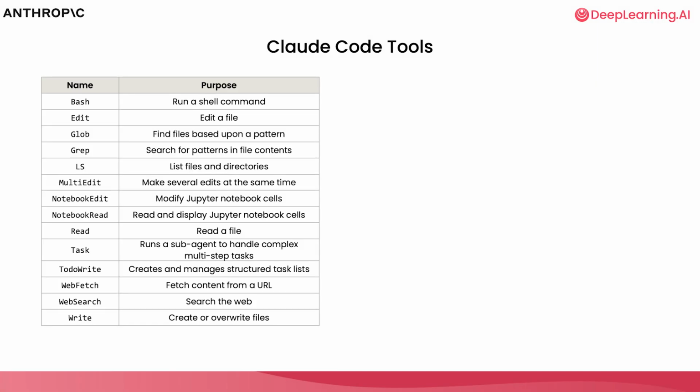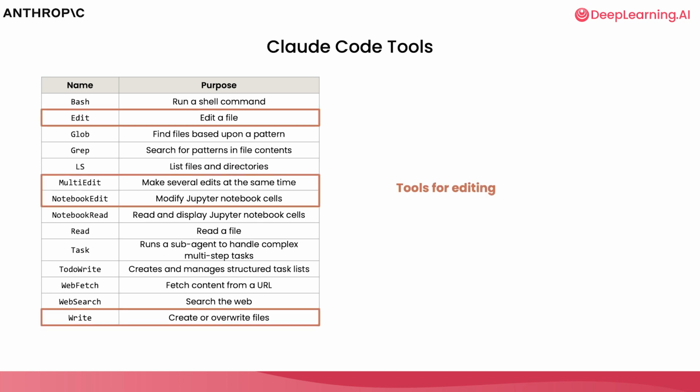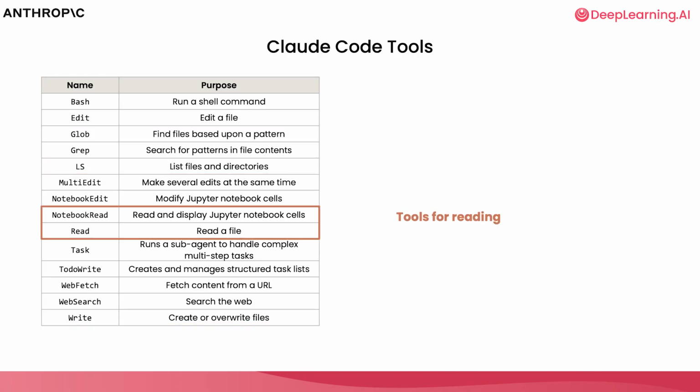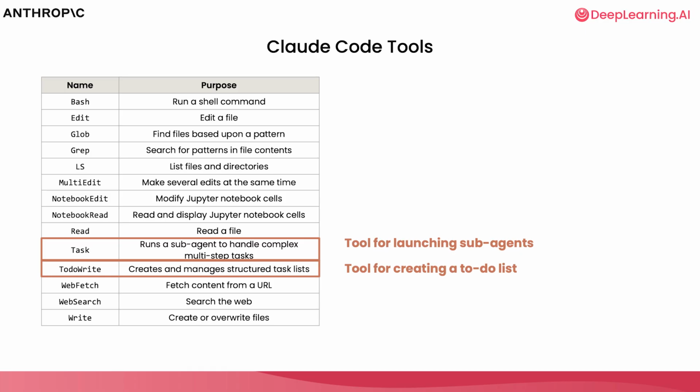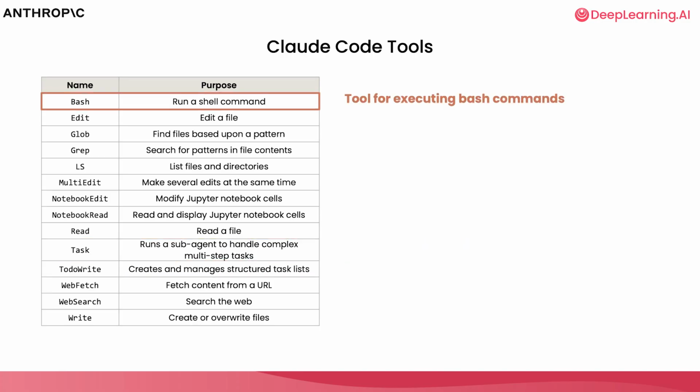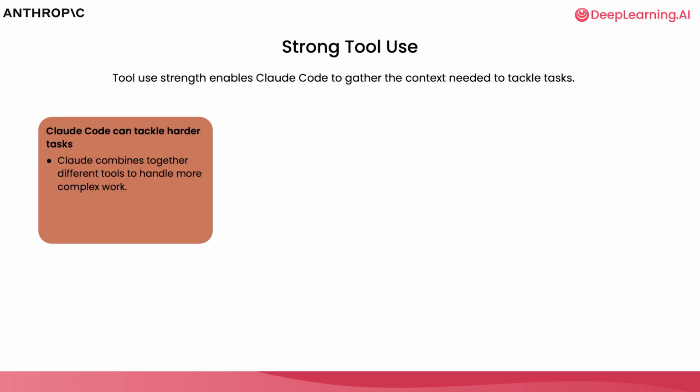We mentioned some of the tools that Claude Code comes built in with. Here is a list of the tools that we have. Some of those for editing across different kinds of files, some of those for reading across different files, and some for doing additional actions like finding patterns, searching things across the web, and even creating or running sub-agents to handle very difficult and challenging tasks. Finally, since we're in the command line, we're going to need a tool to execute bash or shell commands. Tool use is what allows Claude Code to gather the context and information that it needs.